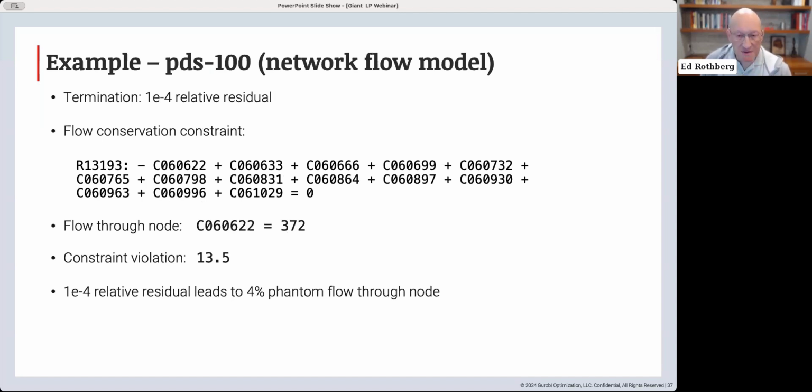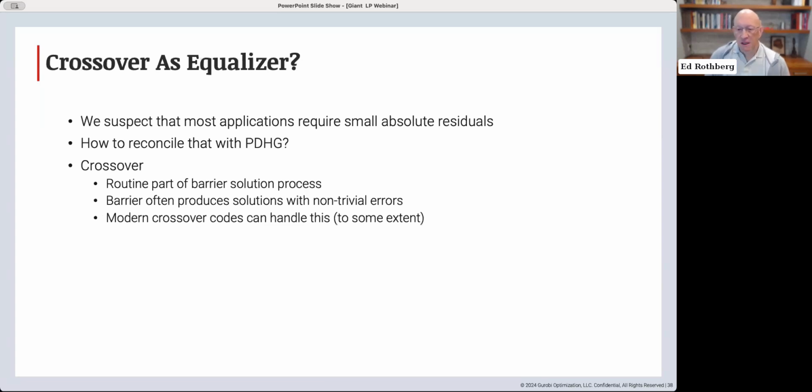And then similar model, similar metrics. So PDS 100 network flow model. You've got flow conservation constraints. So the flow into a node is equal to flow out of the node. In this particular example, at 10 to the minus 4 relative residual, the flow through this node is 372. The constraint violation is 13.5. So 4% more flow leaves this node than enters this node. So is that acceptable? I don't know. But my gut feel is it's probably not. So my gut feel is that people just need higher quality solutions, tighter tolerances.